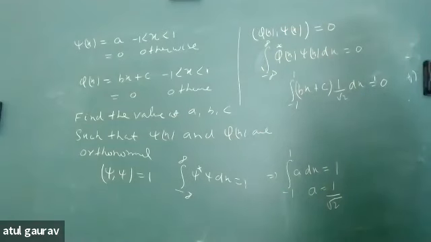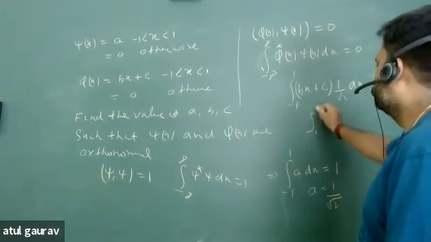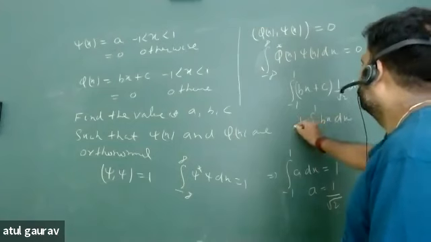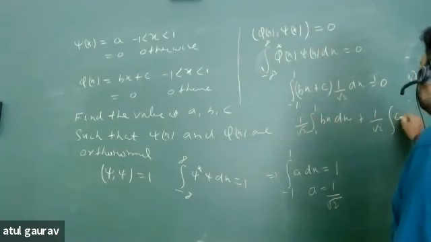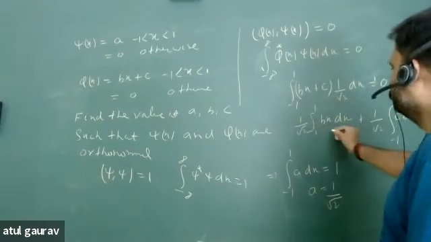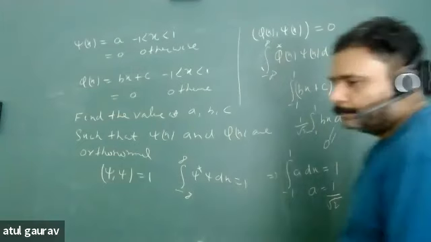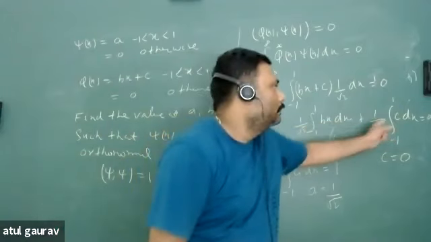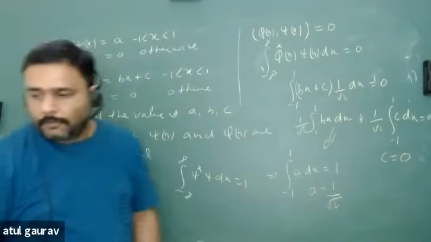So now from this equation, how can you get this particular value? Integral from minus 1 to plus 1 of bx dx times 1 by root 2, plus 1 by root 2 times c times the integral of dx from minus 1 to 1, is equal to 0. The first term is 0 due to being an odd function. So here c must be equal to 0. Just do the integration and c will come out to be 0. This is an odd function, so this will be 0. So c will be 0.